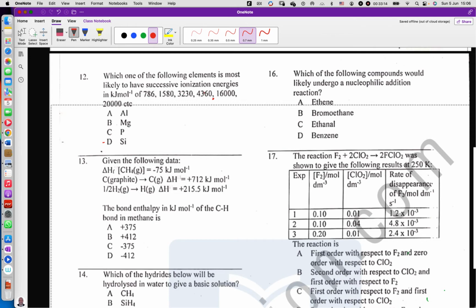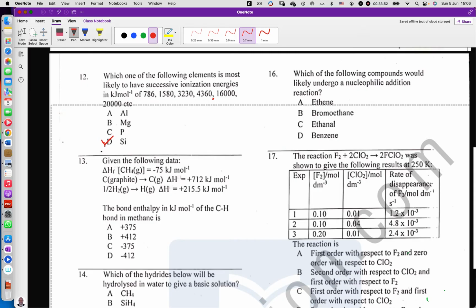They are asking which one of the following elements is most likely to have these successive ionization energies in kilojoules. So 1, 2, 3, 4: it should be a group 4 element, because the fifth one is from another energy level. Among the options, aluminum, magnesium, phosphorus, silicon, the only group 4 element is silicon. So it is D. Our answer here is D. It's only silicon that can have that.